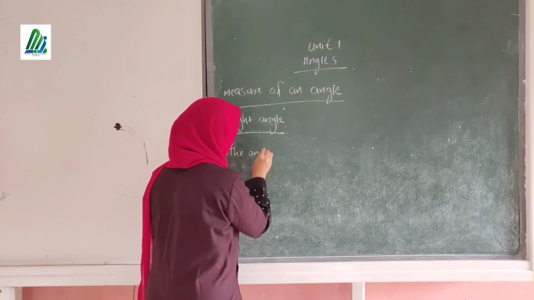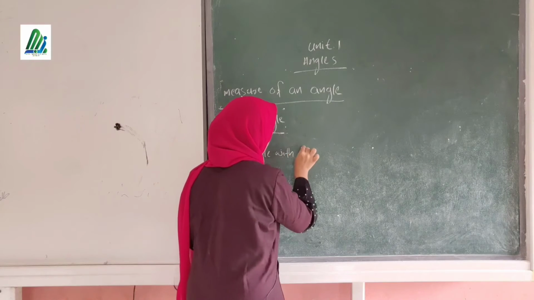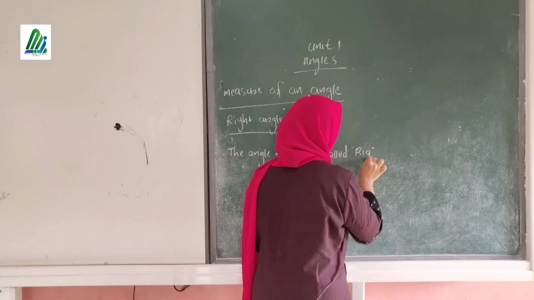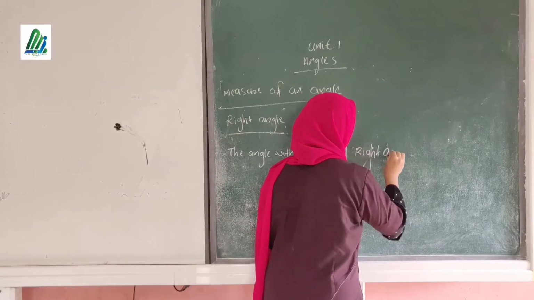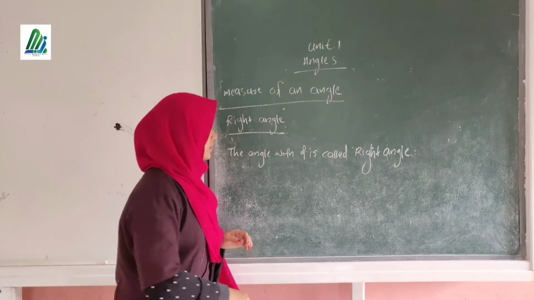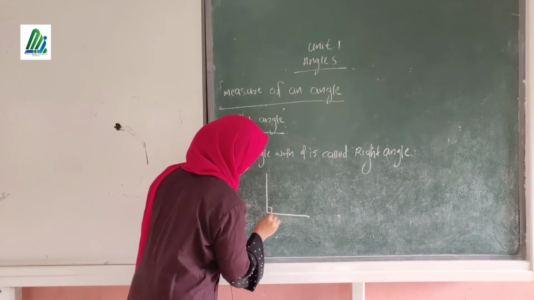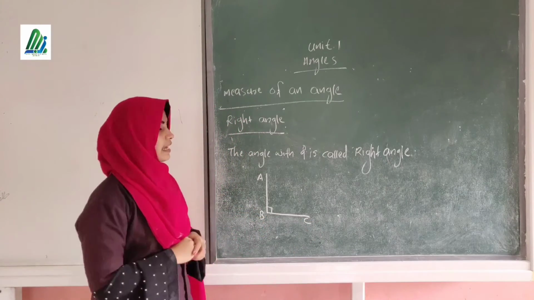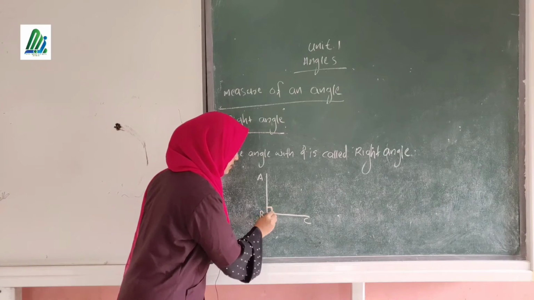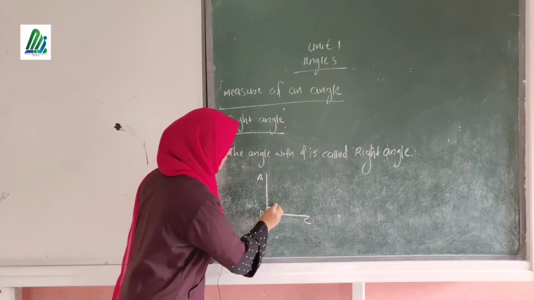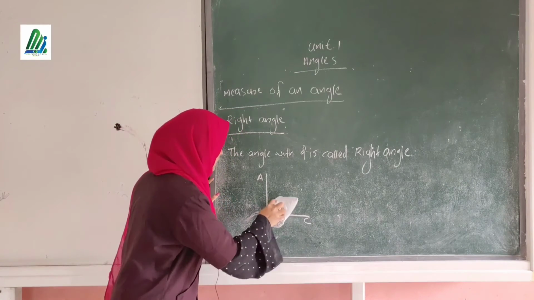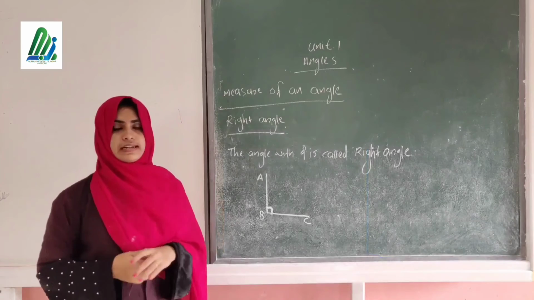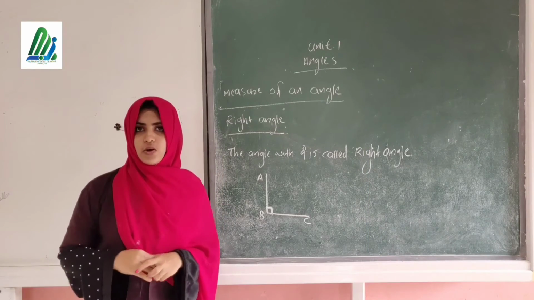The angle with 90 degrees is called a right angle. Here we represent a right angle using this symbol. We don't write the 90 degrees here; instead of 90 degrees we use this symbol. This is the icon, or the symbol, of a right angle. So the angle with 90 degrees is called a right angle.